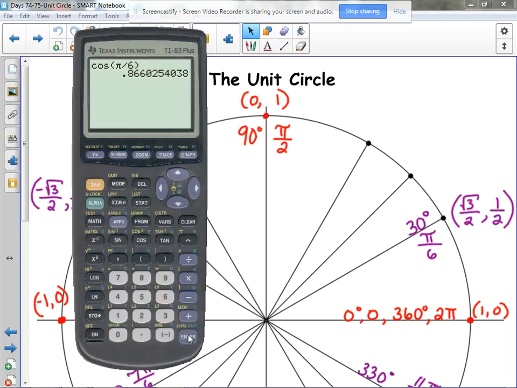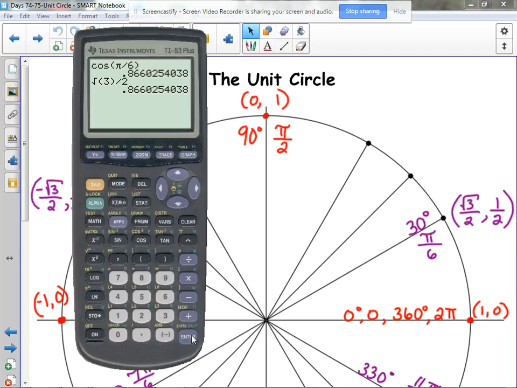Well, if they ask you on the final exam, what's the cosine of pi over 6, they're not going to give you that decimal. They're going to give you the square root of 3 over 2. So if you have a question about which one it is, then you just type in the square root of 3 over 2 in your calculator, and you compare the decimal values there, and then you can select the right answer.